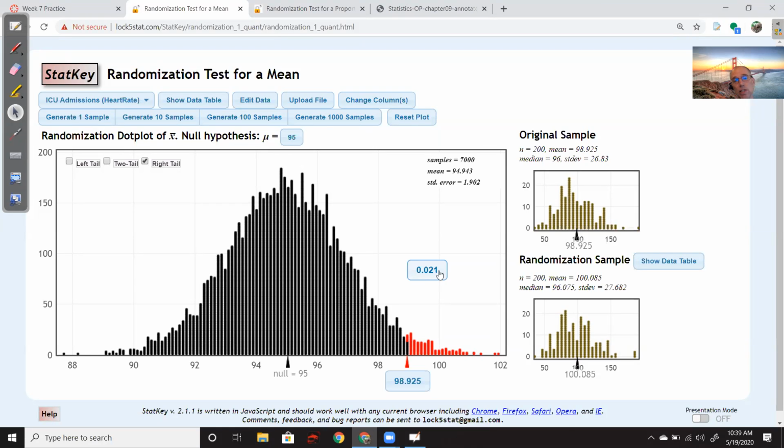So that means this is a rare event. If it's a good random sample, that means there's something wrong with the null hypothesis. It must not be true. So we have evidence that average heart rate of ICU patients is greater than 95 is what this tells us. So my p-value is small. So let's put that in the sketch.